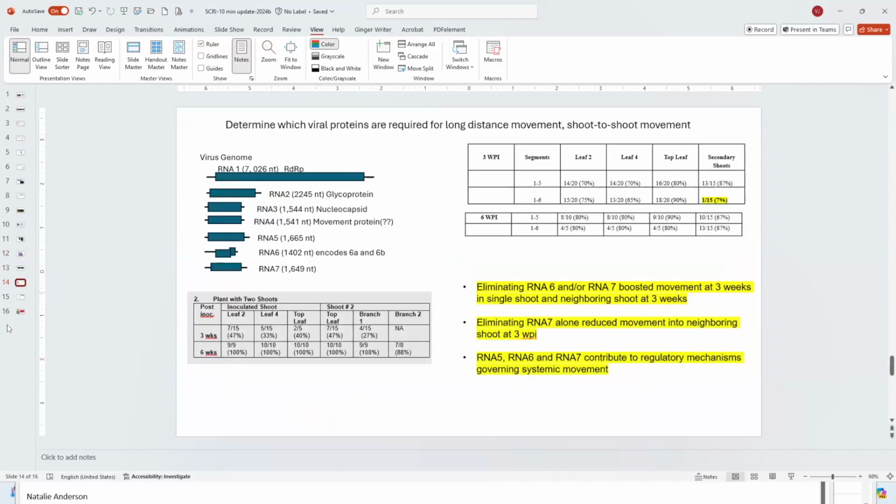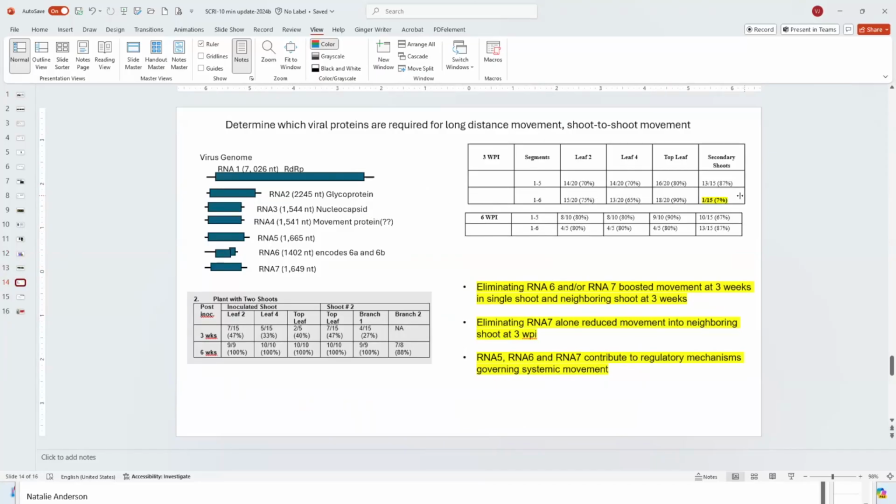Finally, we have used the infectious clone. We have eliminated different segments, RNA 5, 6, and 7, from the infectious clone and tracked infection over time through different branches, and found that we get sufficient infection in the absence of RNA 7.